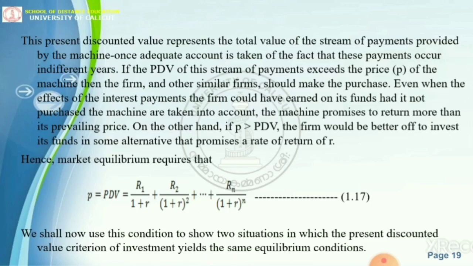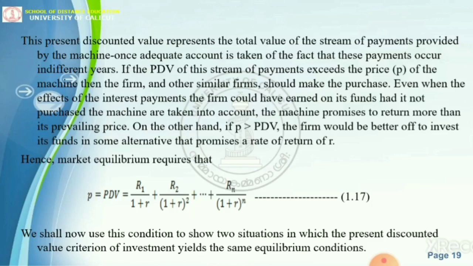So this present discounted value represents the total value of the stream of payments provided by the machine once adequate account is taken of the fact that these payments occur in different years. If the PDV of this stream of payments exceeds the price of the machine, then the firm and other similar firms should make the purchase, even when the effects of the interest the firm could have earned on its funds had it not purchased the machine are taken into account. The machine promises to return more than its prevailing price.